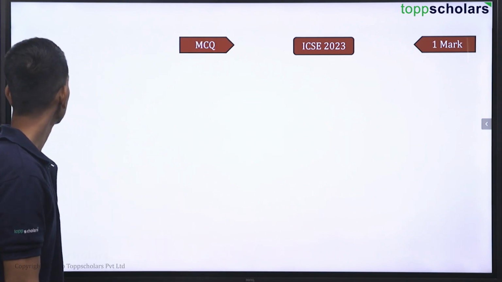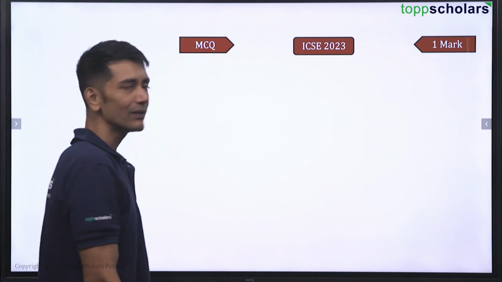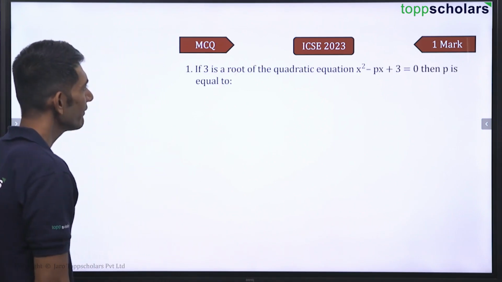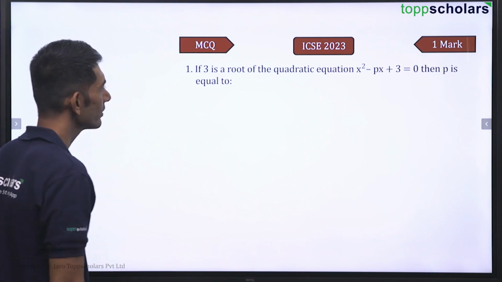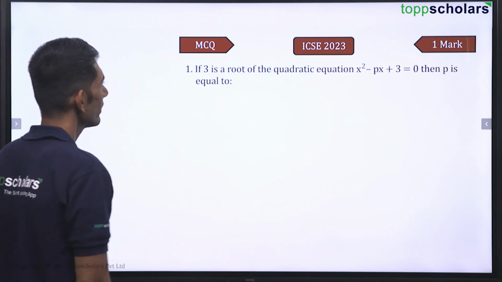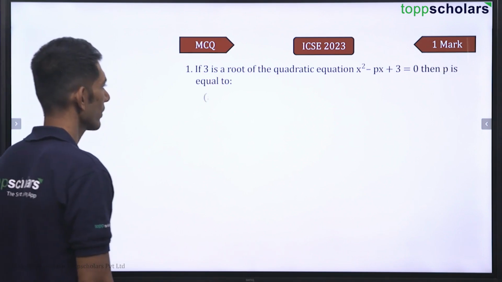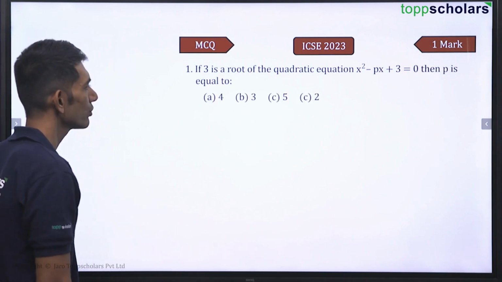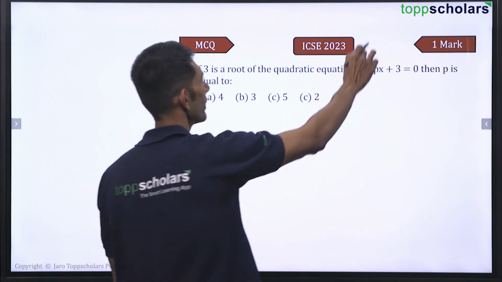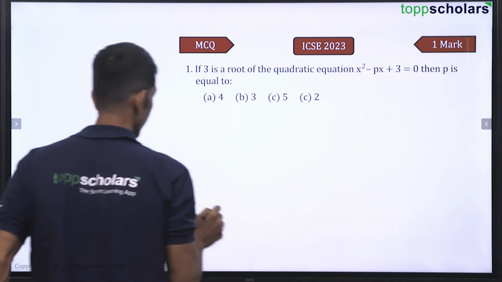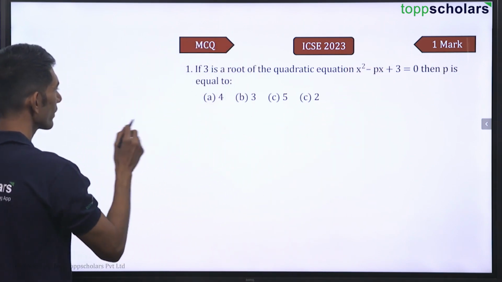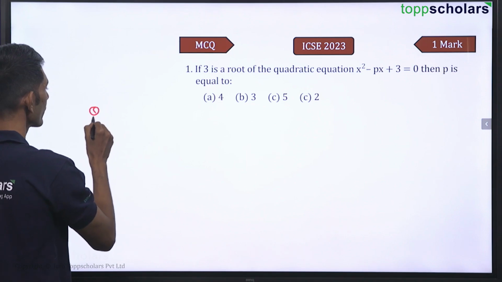Okay, let's continue. Let's have a look at a new question now, a very simple question. If 3 is the root of the quadratic equation x square minus px plus 3 is equal to 0, then p is equal to what? So this is an MCQ, so we have 4 options here. Let us not focus on the MCQ part as of now. Let's select the quadratic equation. The given quadratic equation is what?